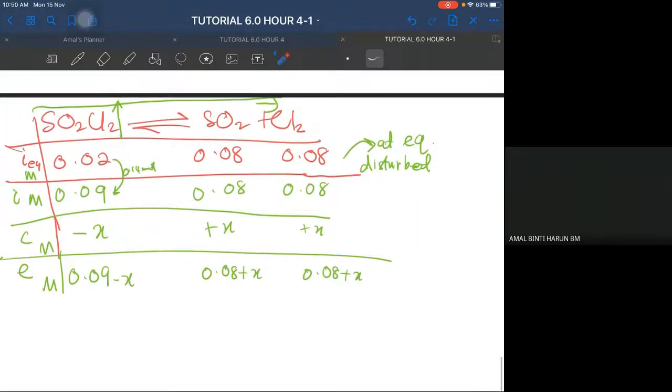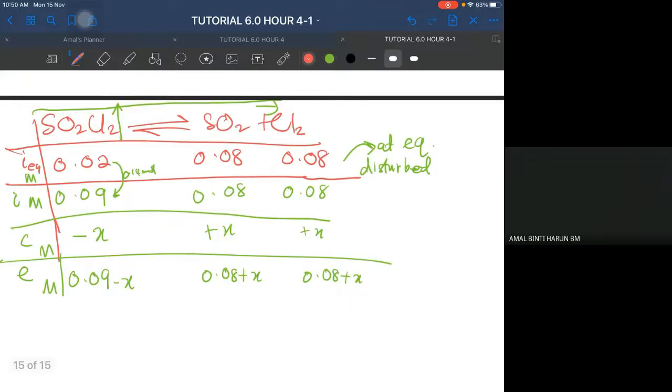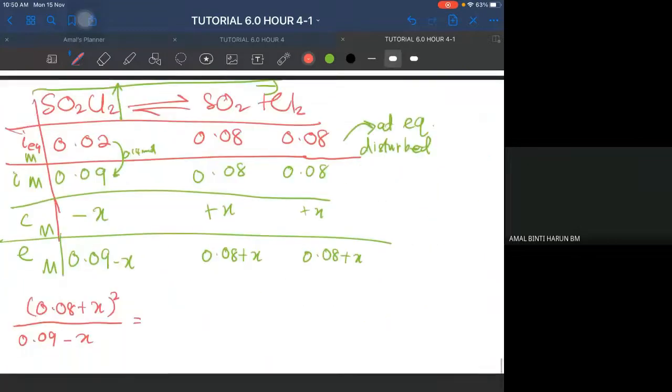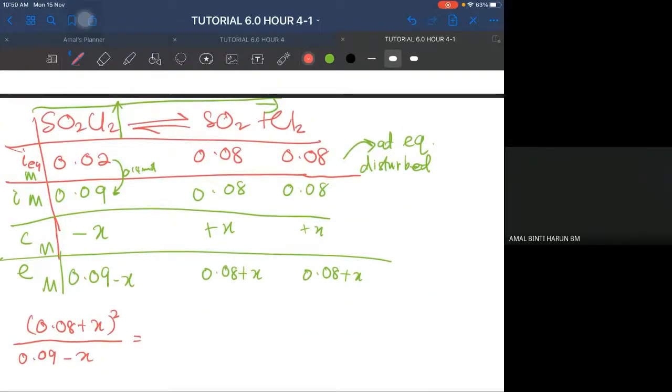So, kita boleh selesaikan value X ini apabila kita ada Kc yang tadi. So, kita buat tadi 0.08 tambah X square divide by 0.09 minus X equal to Kc yang kita kira tadi mana? This one. 0.32. Masih guna Kc yang sama. Dan kita tak reverse pun equation tu macam mana. Okay. 0.32. So, you will get the value of X.